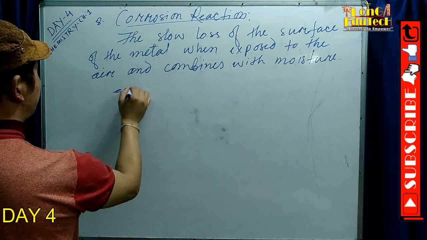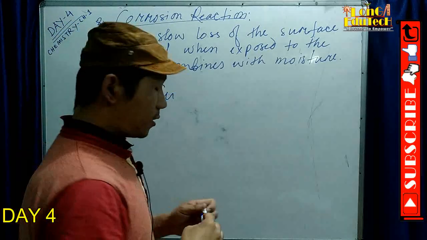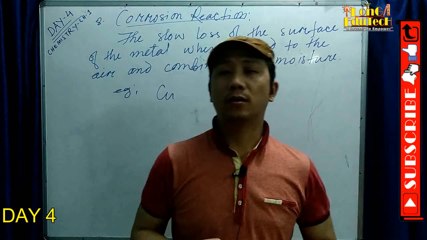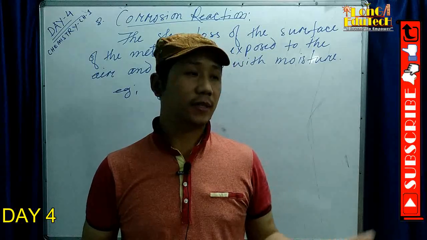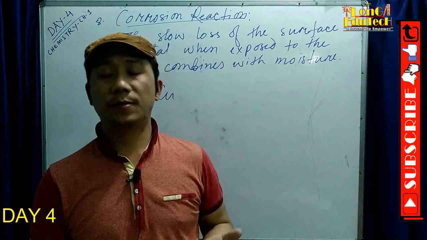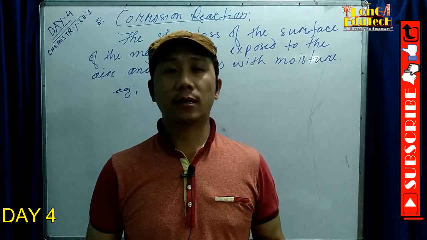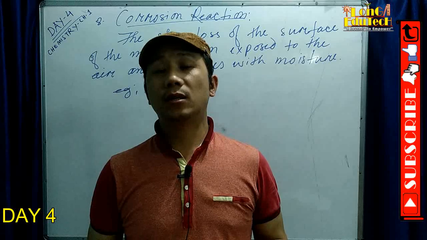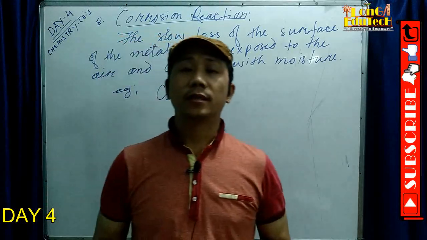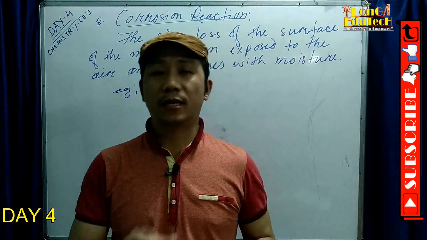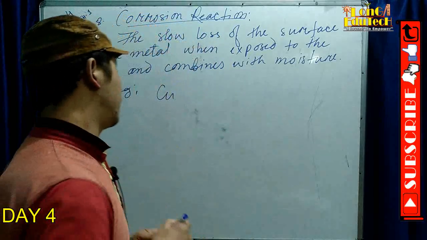So, example: copper. What do you see? When we expose copper metal to the atmosphere, what happens? It reacts with moisture, that is the water vapor present in the air, carbon dioxide, and also with oxygen, and they form basic copper carbonate. Due to that, a green coating is developed on the surface of the copper metal. Let us see the reaction.